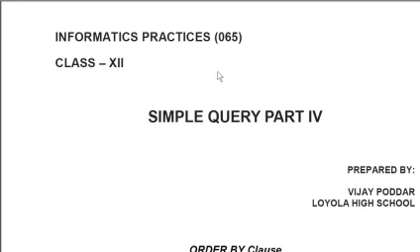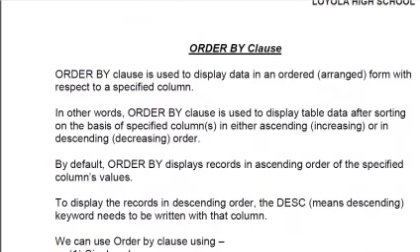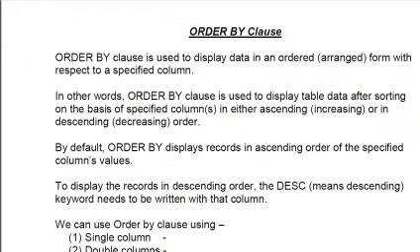So today we are going to discuss the order by clause. You can use the order by clause in the select command. The order by clause is used to display data in an ordered or arranged form with respect to the specified column of the table, or you can say it is used to display table data after sorting on the basis of a specific column, either in ascending order or in descending order.